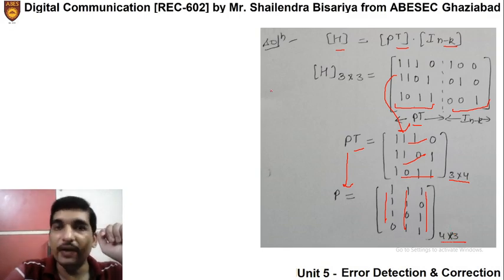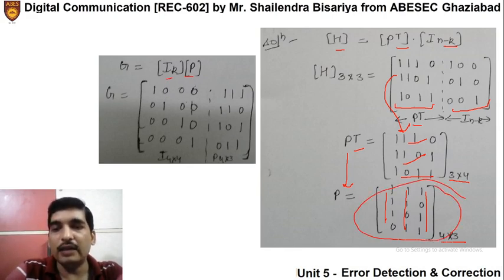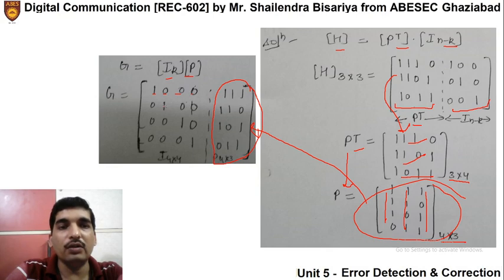Now how will we write G? G is Ik comma P. So we will write this P matrix as it is at last in the generator matrix, of 4 cross 3 size, and the initial 4 cross 4 size is the identity matrix, that means 1000, 0100, 0010 and 0001. This is your identity matrix. So in this manner we will find the generator matrix.